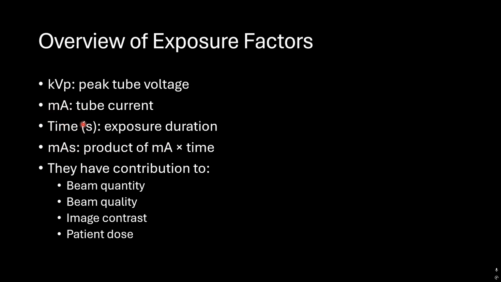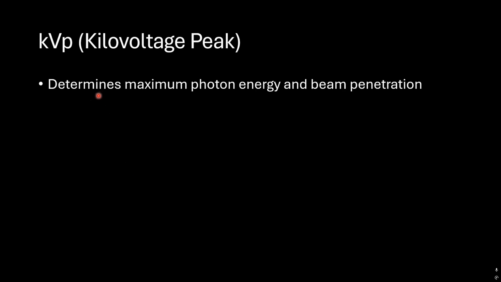So these parameters have a contribution to the beam quantity, the beam quality, the image contrast, and the patient dose. Adjusting any of these parameters will affect one or multiple of these at the same time. For the kVp, it determines the maximum photon energy and beam penetration. So changing kVp will change the maximum photon energy in our beam, and the beam penetration for the whole spectrum will change.